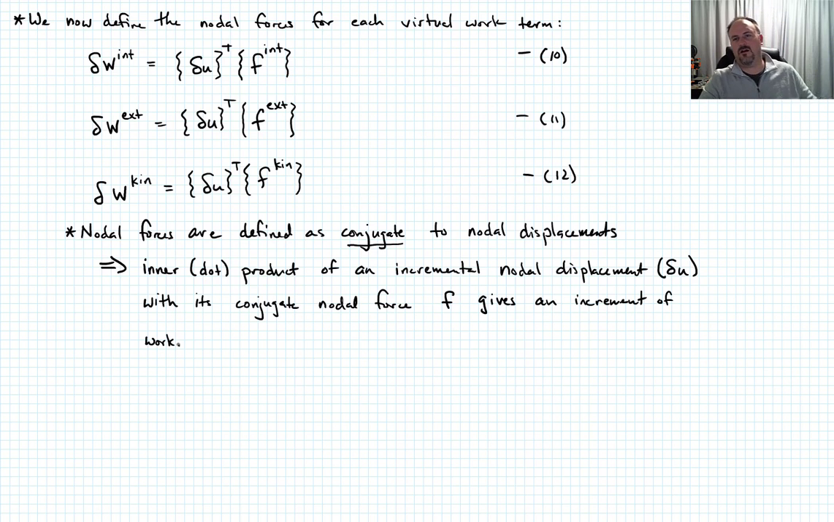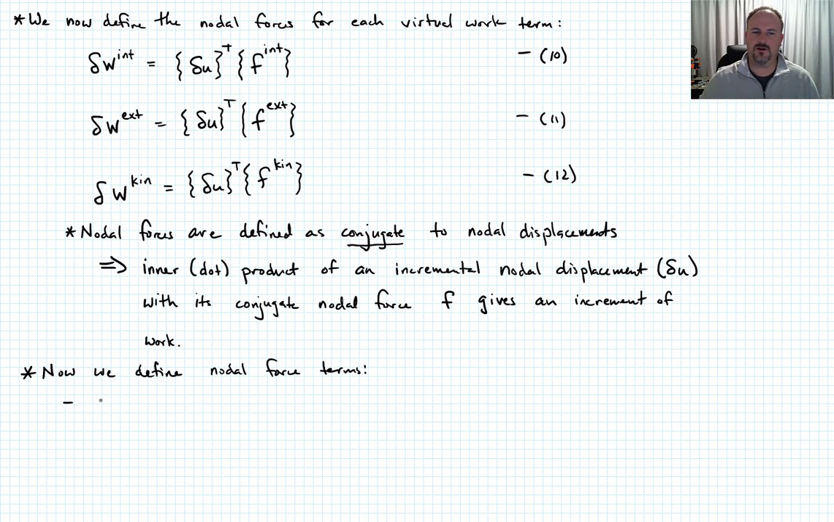Okay, let me say also, we didn't define what these Fint, Fext, and Fkin were, right? All we said was that there exists some force that if we multiply the virtual displacement by, gives us a virtual work term, right? That's all we're saying. We haven't yet solved for those. That's what we want to do now, okay? So now we're going to define these nodal force terms.